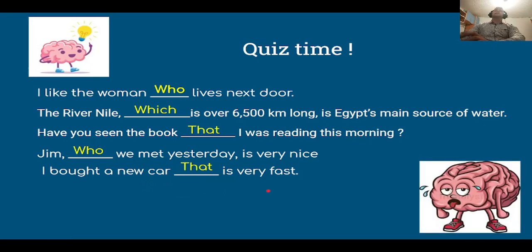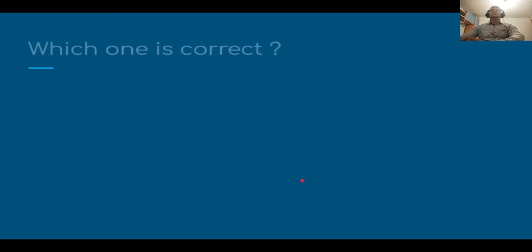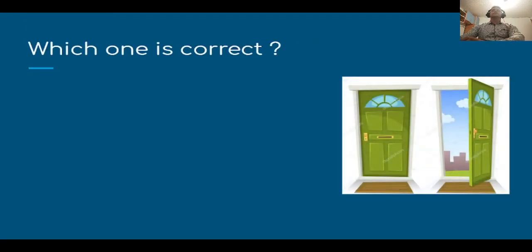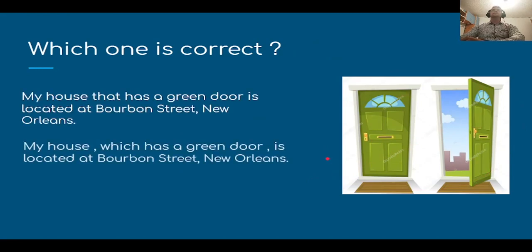You probably now feel tired out of all these examples, but hold on, take up your strength. We're going to have 3 more interesting examples which are part of our quiz. So let's take a look at this pair of sentences. So we have beautiful doors over here. So which sentence is correct? My house that has a green door is located at Bourbon Street, New Orleans. Or my house which has a green door is located at Bourbon Street, New Orleans.